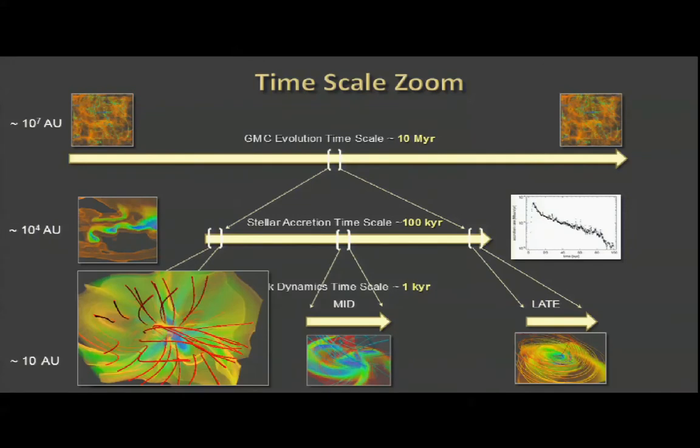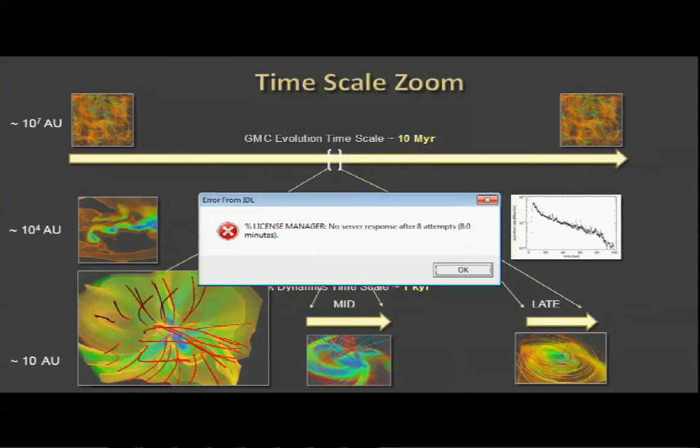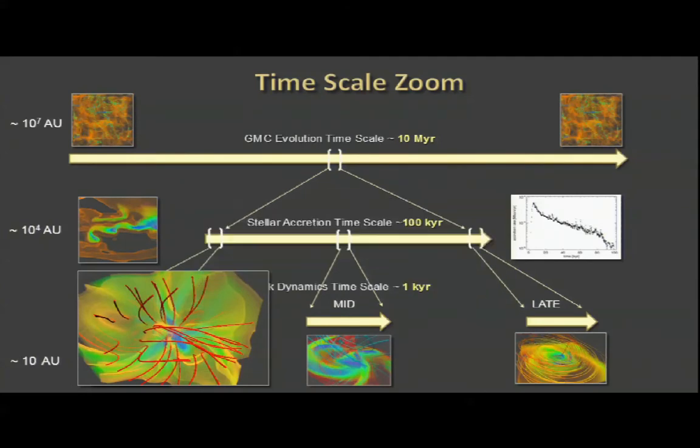The first experiment, you can hardly see any disk. But if you look at the Keplerian velocity criterion, you find that there is a 1 AU disk at this point in time.